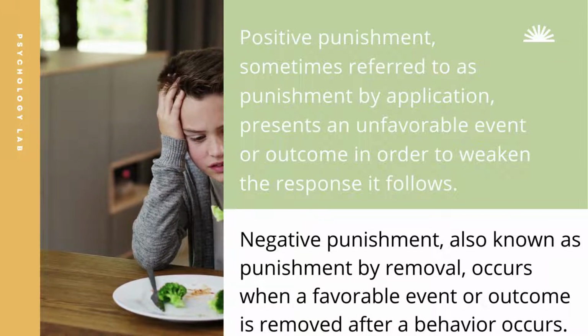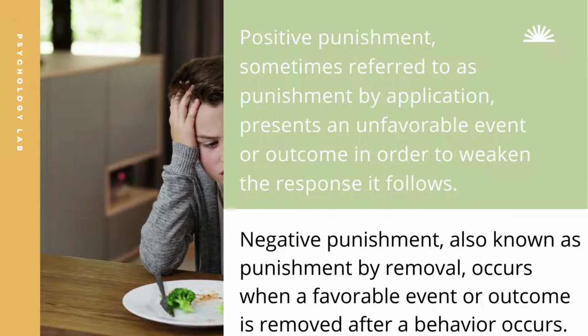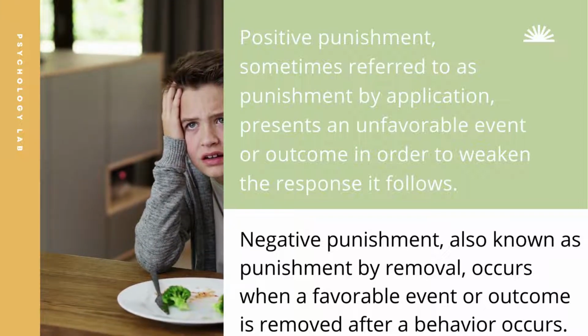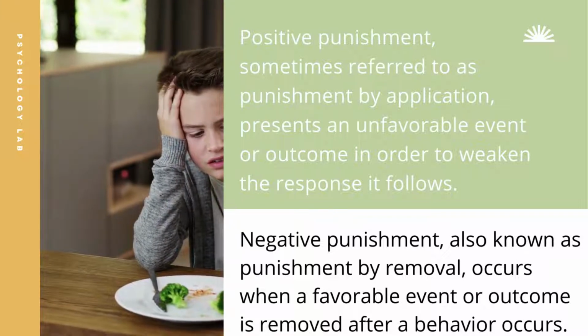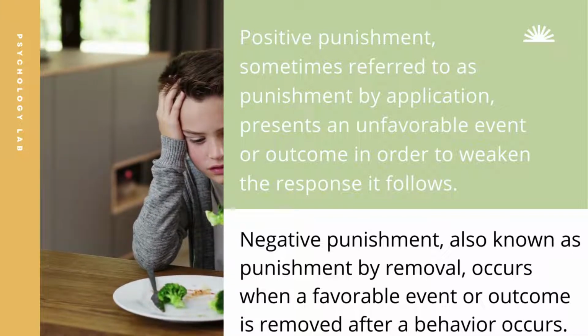Negative punishment, also known as punishment by removal, occurs when a favorable event or outcome is removed after a behavior occurs. Taking away a child's video game following a misbehavior is an example of negative punishment.